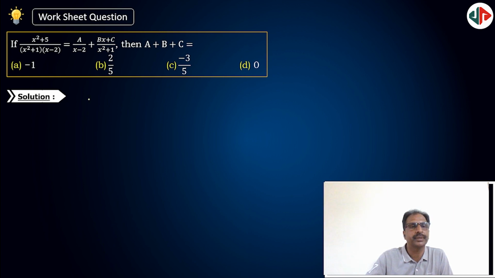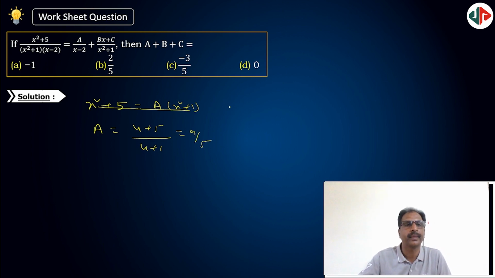If (x square plus 5) by (x square plus 1) into (x minus 2) is equal to A by (x minus 2) plus (bx plus c) by (x square plus 1). Take LCM. After taking LCM, that LCM gets cancelled and this is left out. Before that, we can find A. What is the short method for finding A? Put x is equal to 2, except that x minus 2. So (4 plus 5) by (4 plus 1), which is 9 by 5. So I got A as 9 by 5.